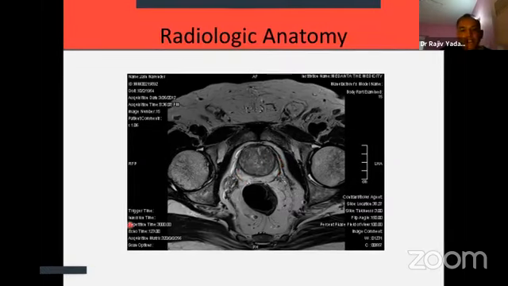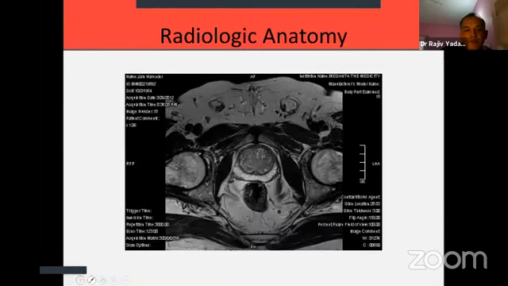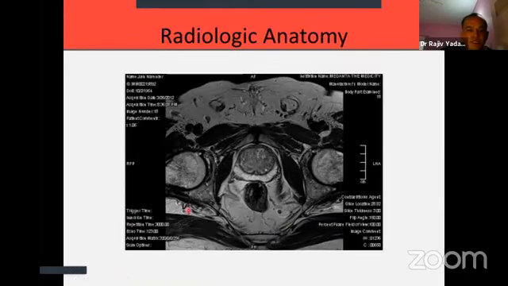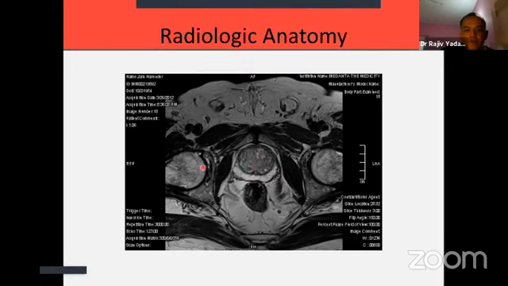Further down, you can still make out the peripheral zone, BPH. Now, other structures, let me just point out. This is the head of the femur. That's how you make out the head of the femur. Just inside is the obturator foramen and then the obturator muscle. So these are the obturator group of muscles.